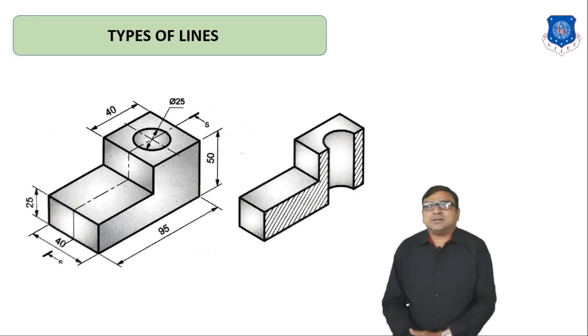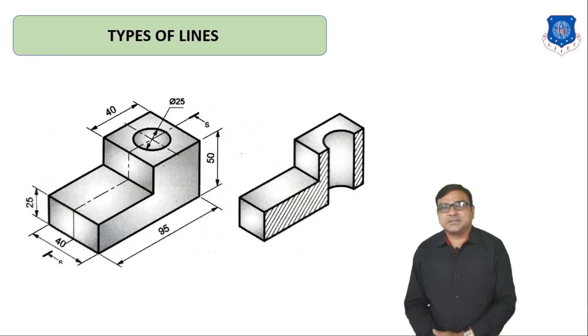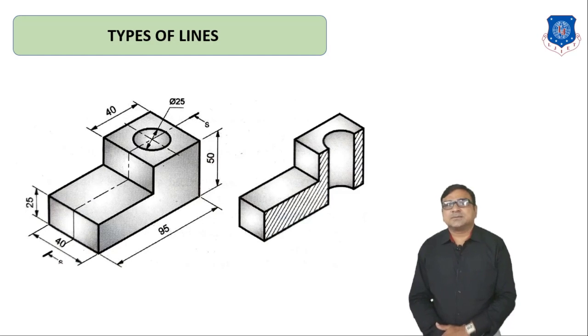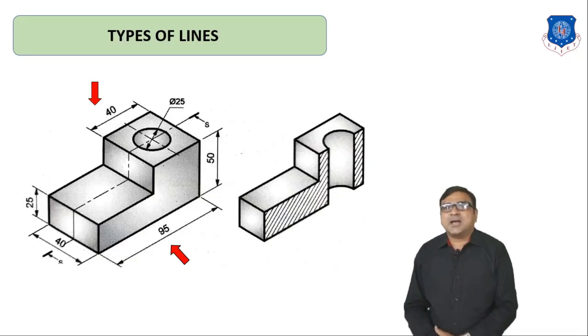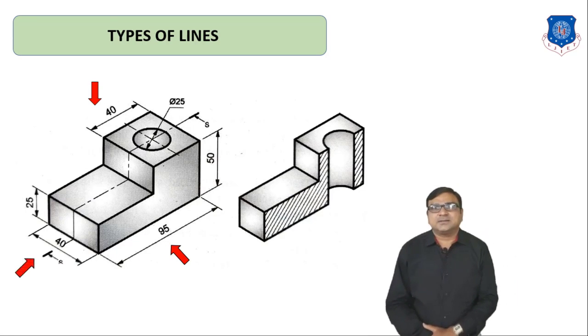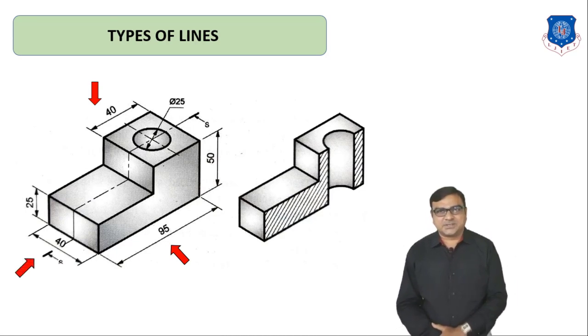Now here there is one 3D object and its sectional part. Now in this object, the length of the object is 95 mm, and from this arrow when you observe the object, you will get the front view of the object. This arrow direction represents the top view and this is a left hand side view.